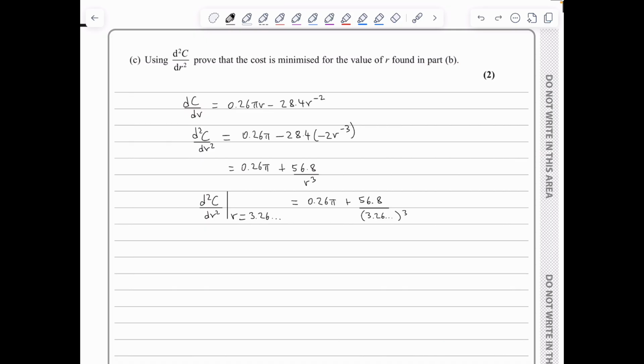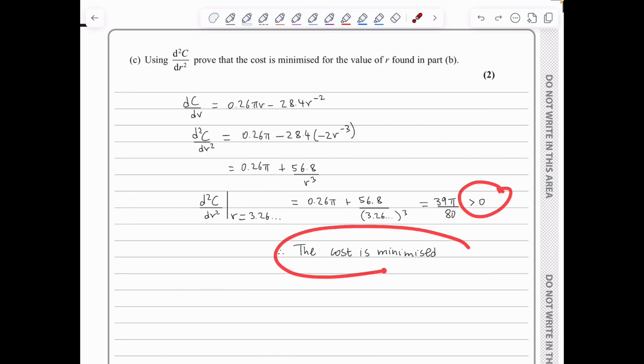Now if you plug this on the calculator and you maintain full accuracy for the value of r, you get an answer which is exactly 39 pi over 80. All we care is that this is greater than 0, and therefore we conclude that the cost is minimized. Now we need to explicitly compare with 0 and write a conclusion to score both marks here.